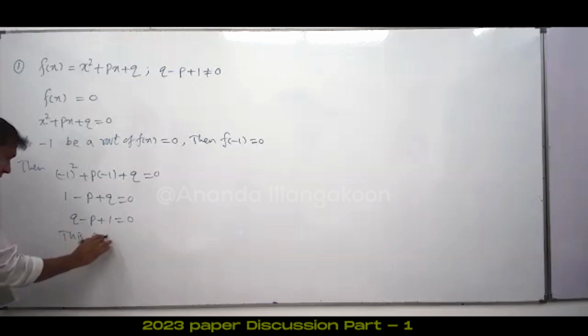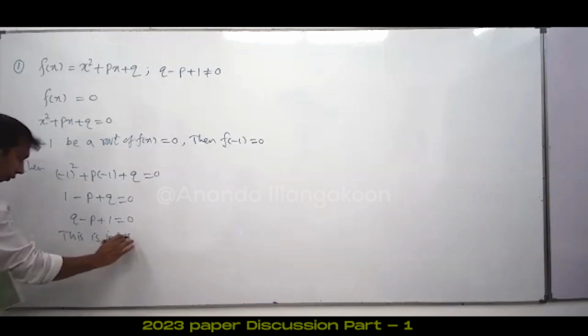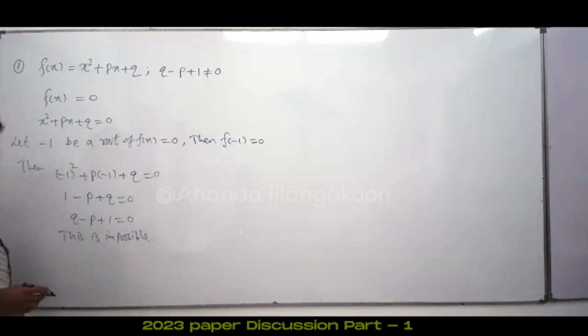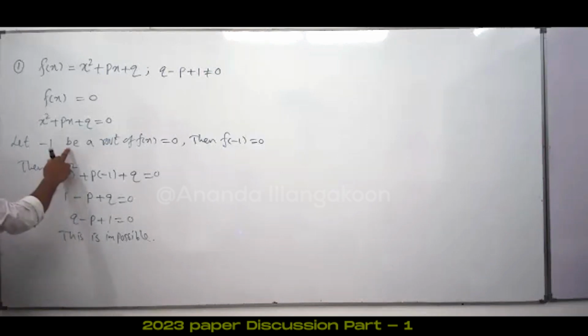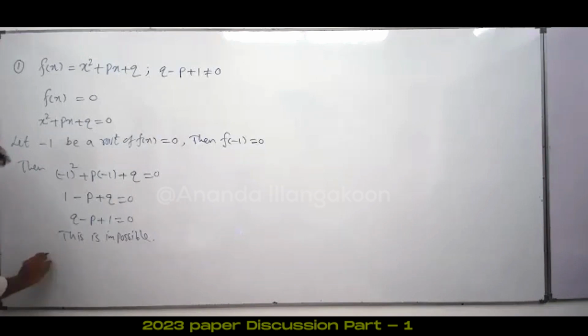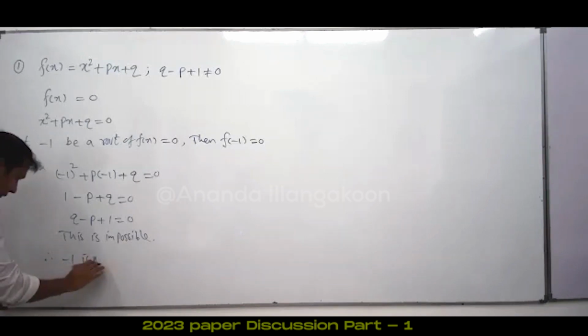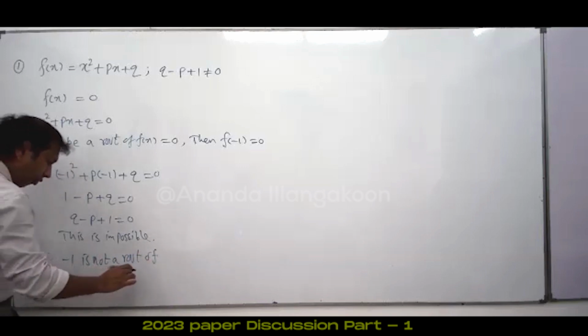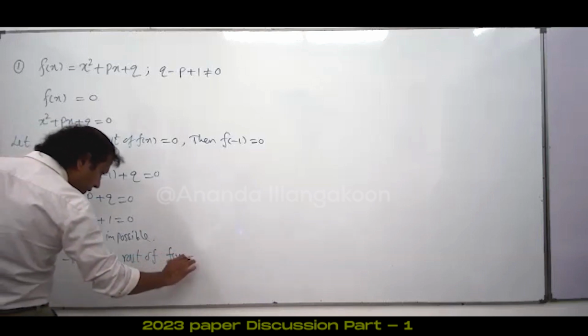This is impossible. Why? Given that q minus p plus 1 is not equal to 0. Therefore, -1 being a root of f(x) equals 0 is impossible. Right? Then you can write, therefore, -1 is not a root of f(x) equals 0.